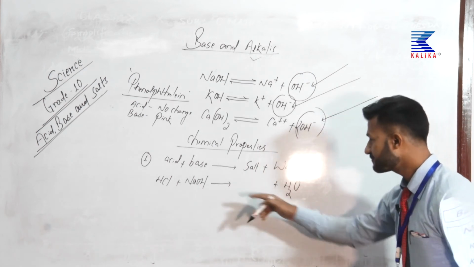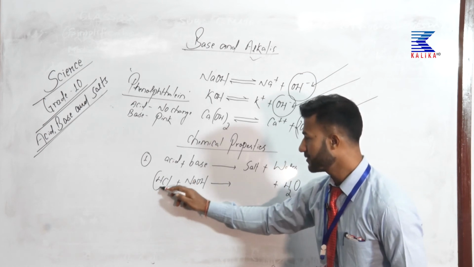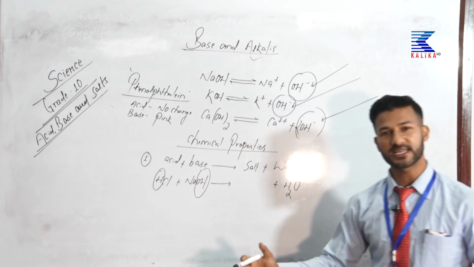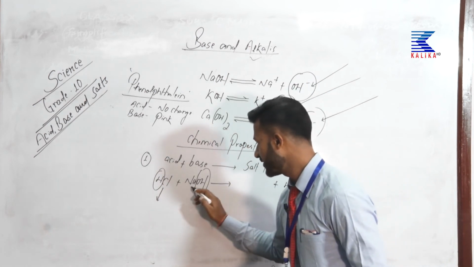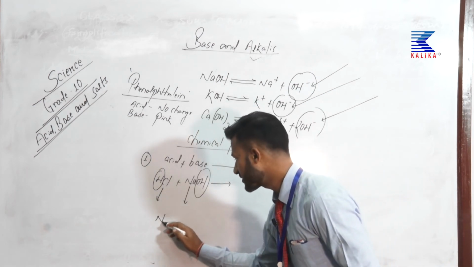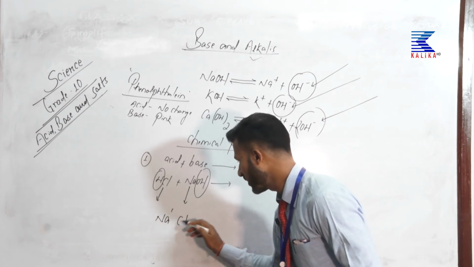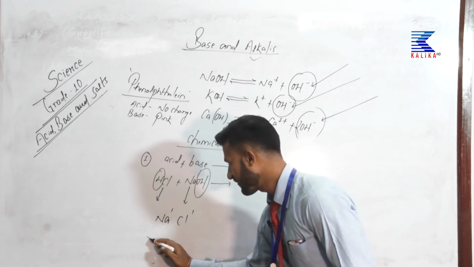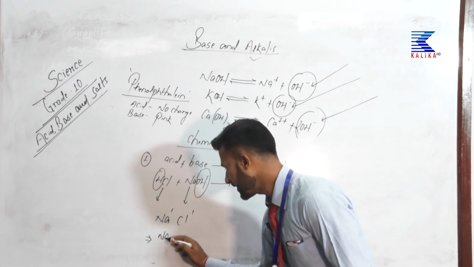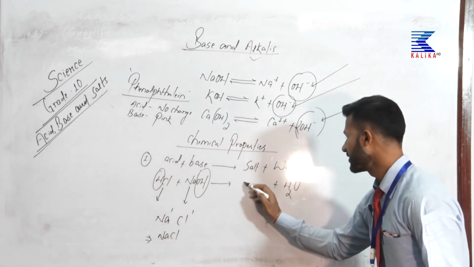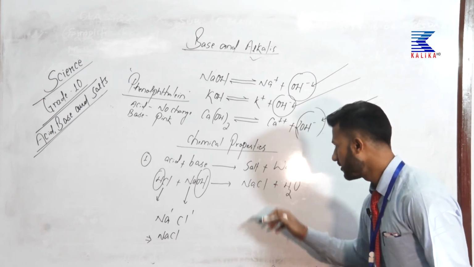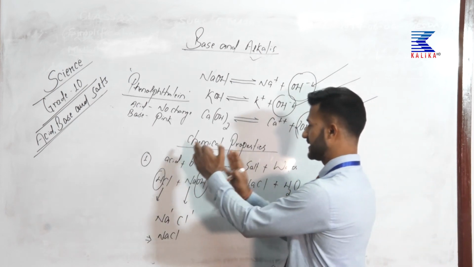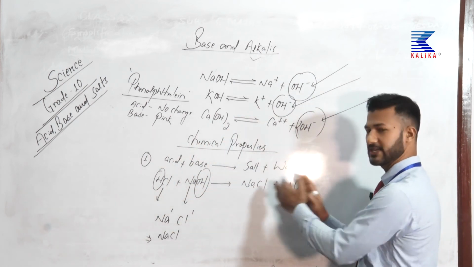Now, what is left there? Water is formed from hydrogen and hydroxide ion. So, what is left behind is chlorine and sodium. Let us make a crisscross between them, valencies 1. We can make a crisscross and finally we get NaCl. This is sodium chloride, common salt, kitchen salt. This is how acid and base produce salt and water.